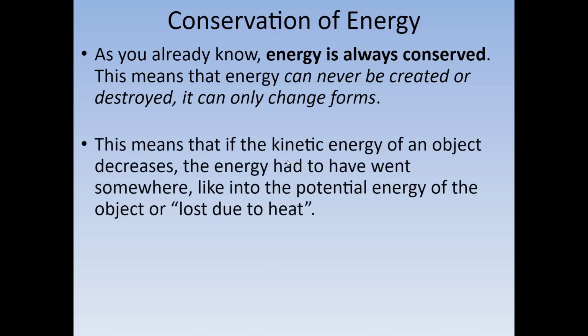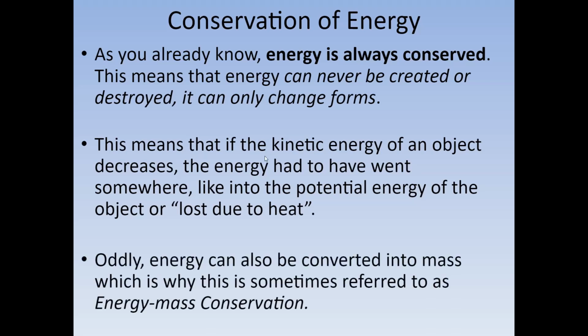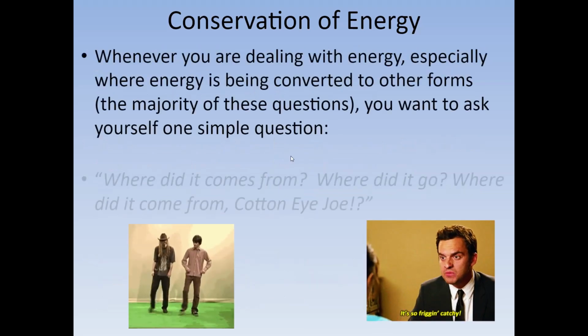All right, so this is just an example that if we end up losing kinetic energy from an object, it's because it had to have gone somewhere. It may have gone into the form of potential energy as the object was raised to some height, or it could have been lost due to friction, due to heat. And this is what I was referring to, that energy could be converted into mass. A lot of times this is considered energy-mass conversion and conservation.